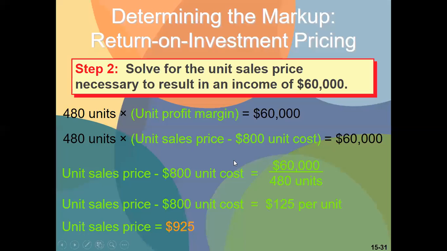All right, so if we multiply 800 by 480, we will get 384,000, plus 60,000, that would equal 444,000. Divided by 480 units equals 925 pesos, which is actually the given.